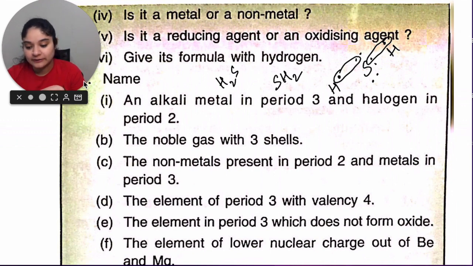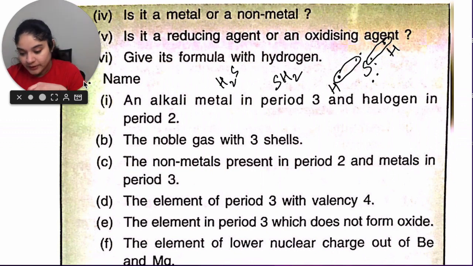The non-metals present in period 2 and metals in period 3. So period 2, you will have carbon, nitrogen, oxygen and fluorine as non-metals. They're talking about period 3 and metals. So if I take reference from the periodic table again, your answer will be sodium, magnesium and aluminium. That is period 3 metals.